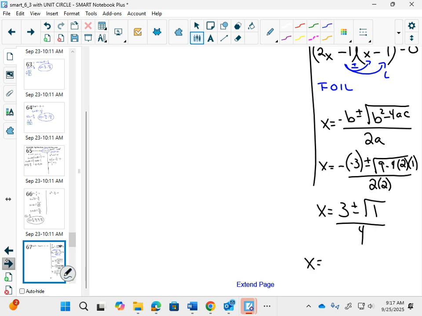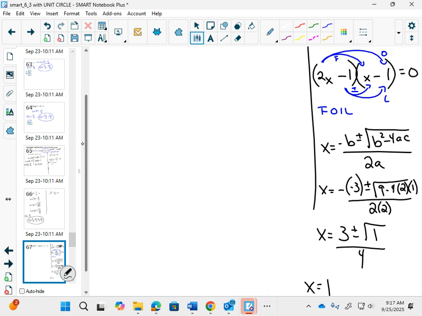Now we can write both of our answers here. If I do the 3 plus 1, you see that you would get 4 over 4? That would give you 1. Notice in our factoring, once I split it here, that's how it gave me x equals 1. If I do the 3 minus 1, you see you would get 2 over 4. 2 over 4 reduces to 1/2. Can you see on this side? You would have got 1/2.